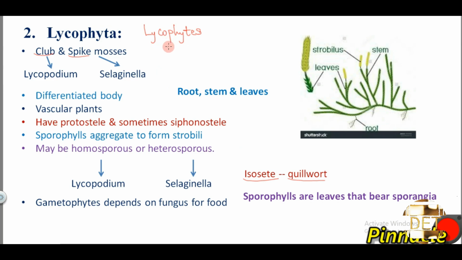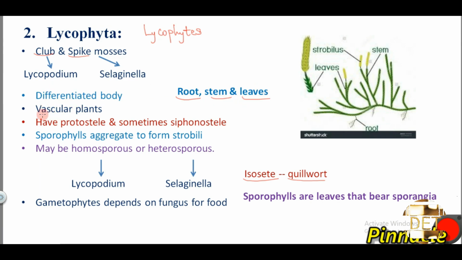So what are the features of these lycophytes? Number one feature you should take note of is that they have a differentiated body. What that means is that they have root, stem, and leaves. In Coelophytes, remember, they have stem but no leaves. In Lycophytes, the body is well differentiated into root, stem, and leaves.